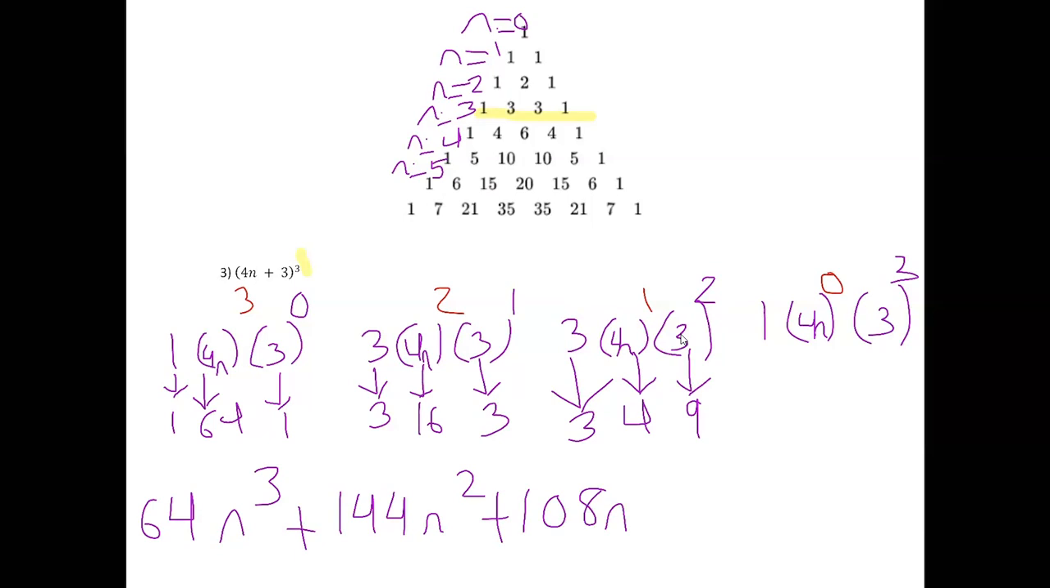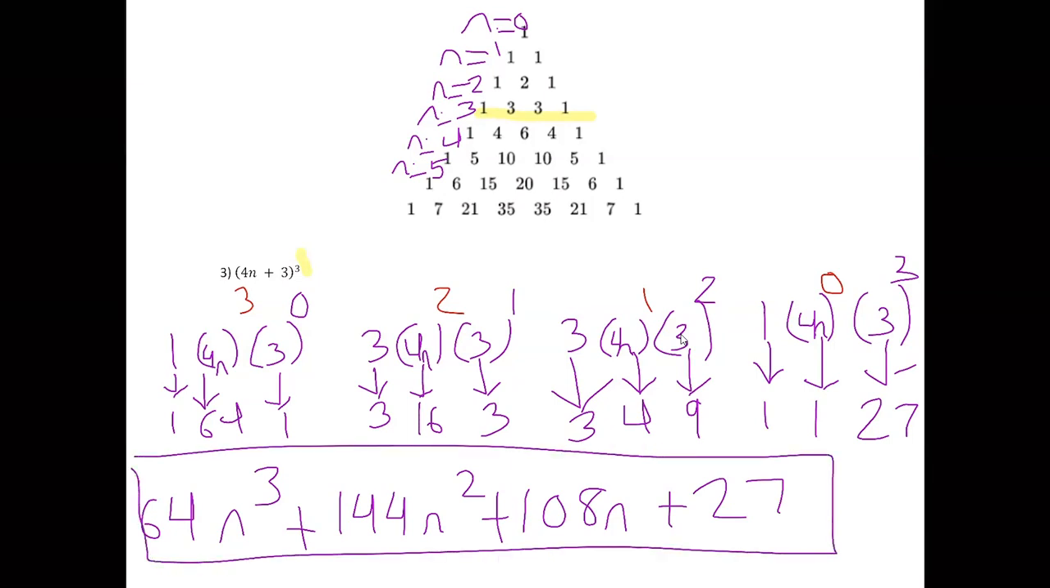Okay, and then for our last piece, that's a 1. 4 up to the 0 would also be 1. 3 to the third power, well, that would be 3 times 3 is 9, times 3 would be 27. So that would just be 27, and your variable part basically disappears because it's n up to the 0. So that's our final answer.